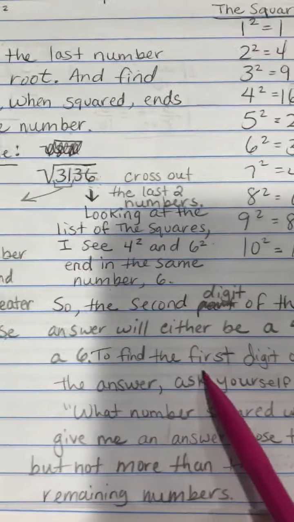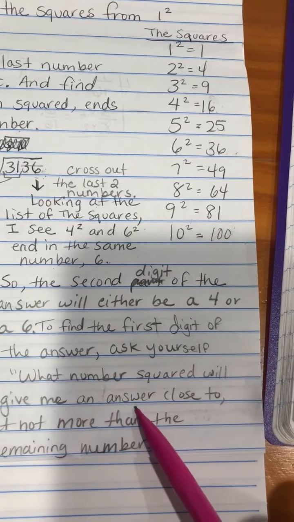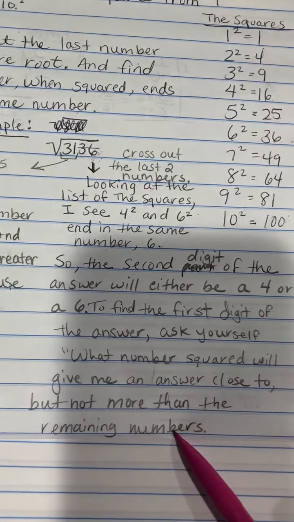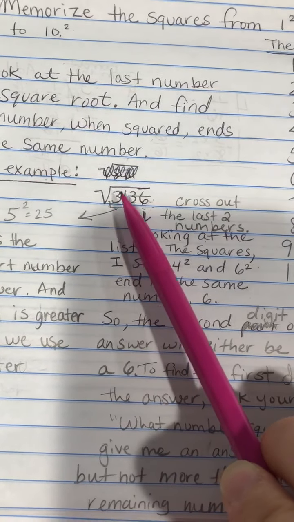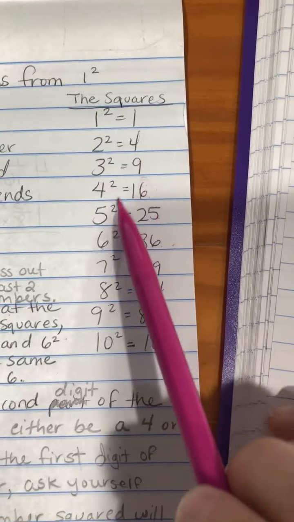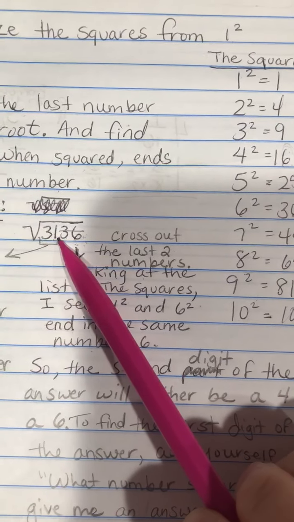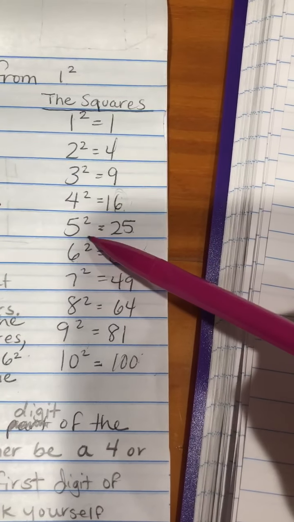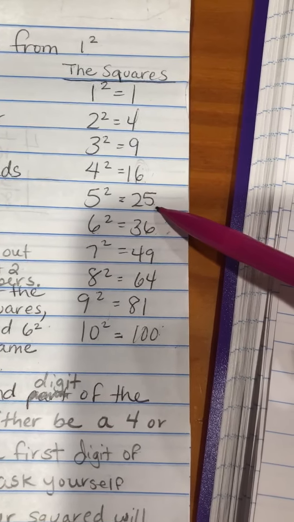To find the first digit of the answer, you have to ask yourself, what number squared will give me an answer close to, but not more than, the remaining numbers? So these were the remaining numbers, 31. What number, when I square it, gives me a number that is either 31 or less, not more? So looking over at our squares list, we notice 5 squared gives us 25. That is the closest to 31 without going over.